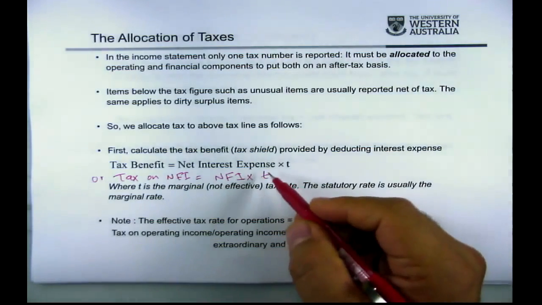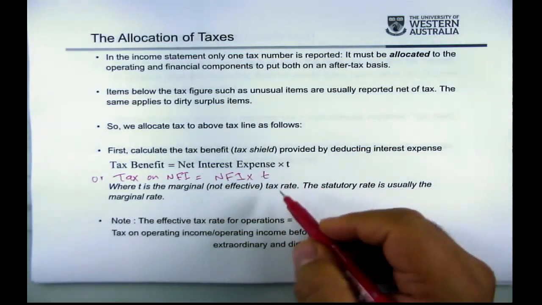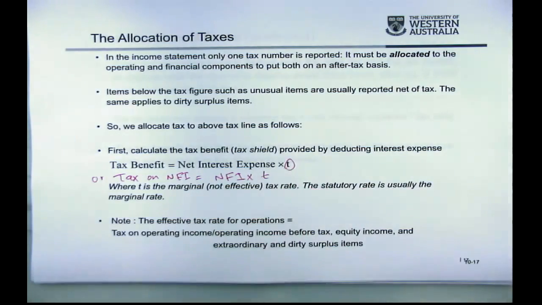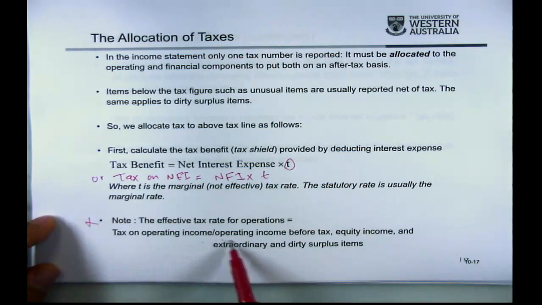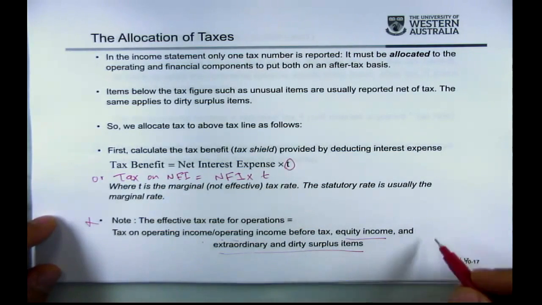Here, when we calculate the benefit or tax, we use the statutory tax rate. This is the government tax rate imposed on corporate firms. For example, in Australia, the corporate tax rate is how much? 30%. So this is the statutory tax rate. There is something called the effective tax rate. Don't worry about this one. It is calculated as tax on operating income divided by operating income before tax, equity income, and extraordinary and dirty surplus items. Don't worry about this one.